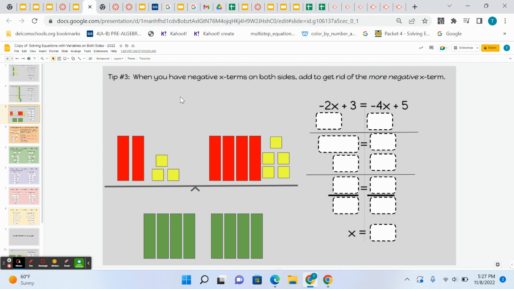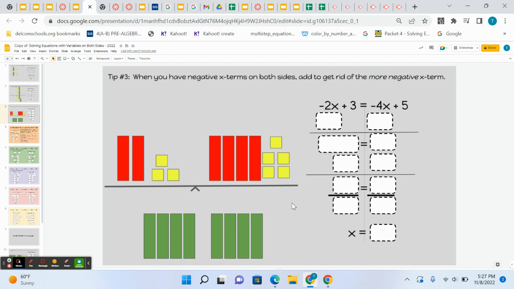Okay. So tip number 3, when you have negative x terms on both sides, add to get rid of the more negative x term. Okay, so this problem is negative 2x plus 3 is negative 4x plus 5. Okay, here's my tiles. Negative 2x plus 3 is equal to negative 4x plus 5.